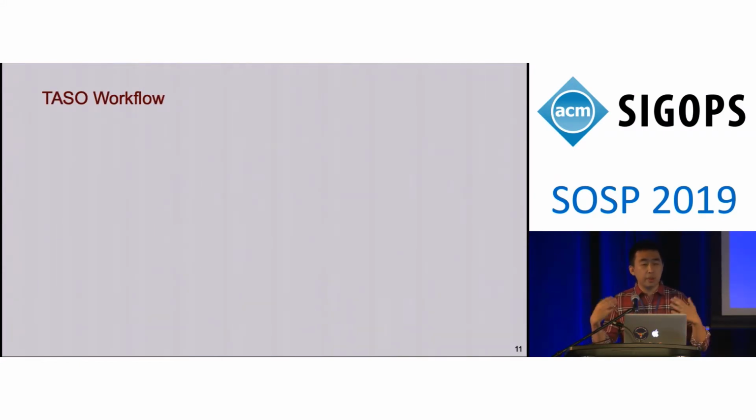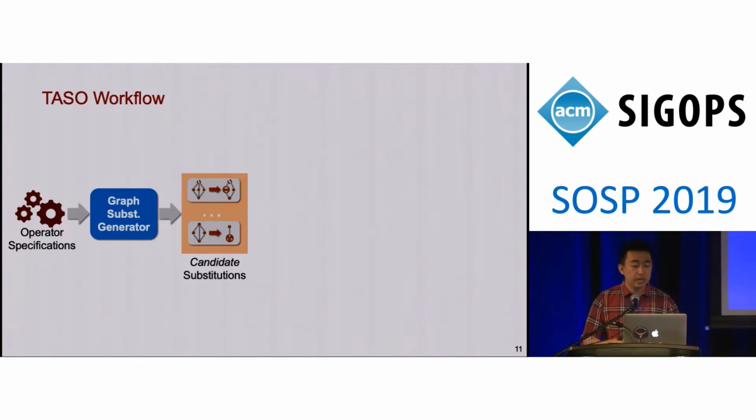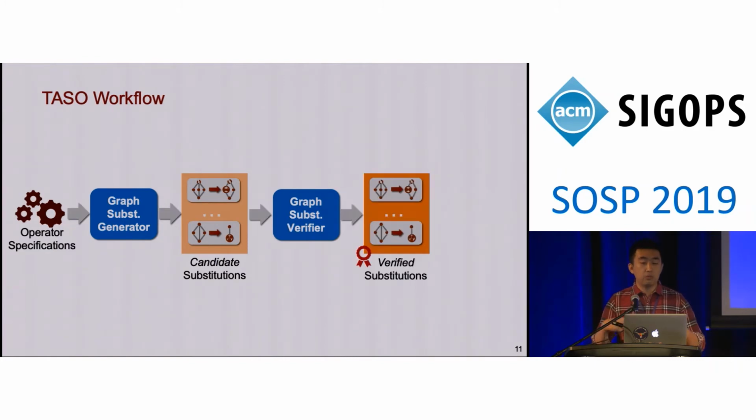In order to automatically generate these graph substitutions, TASO takes as input a list of operator specifications that defines the available operators supported on your hardware backend, as well as the definition of these operators. TASO will automatically generate candidate substitutions using available operators as basic building blocks. These generated substitutions are sent to a verifier to formally verify their correctness. And the verified substitutions can be used to optimize an input computation graph.